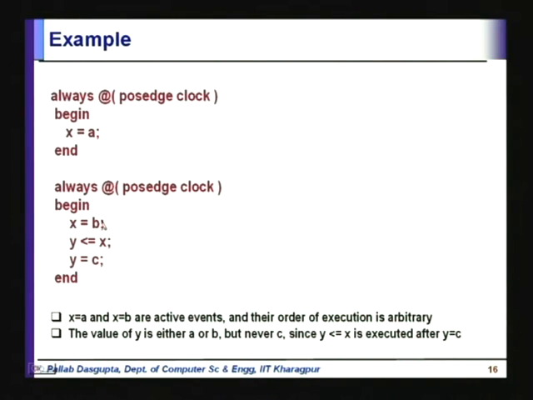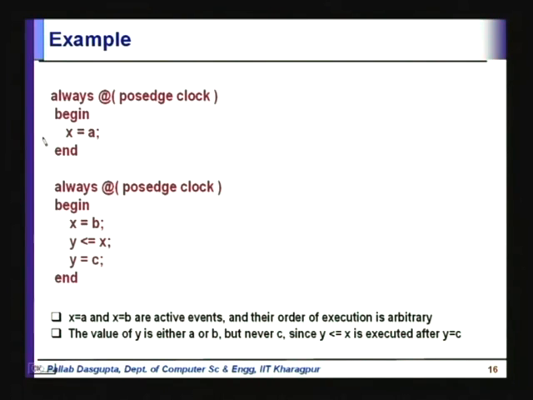Now, look at this example. In this example, we have 2 blocks. This always block at the passage of clock assigns A to X, and this always block at the passage of clock assigns B to X, and then it does a non-blocking assignment of X to Y and a blocking assignment of C to Y.